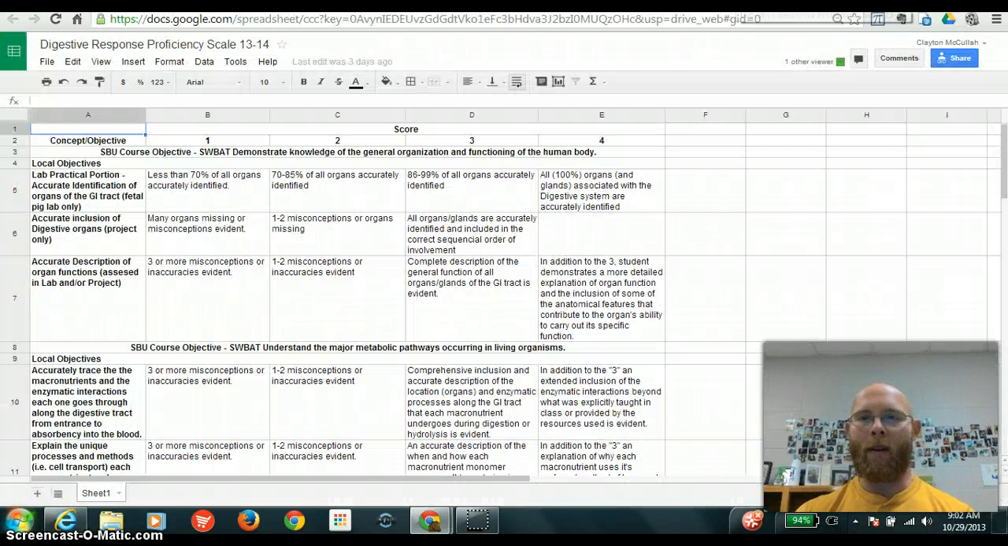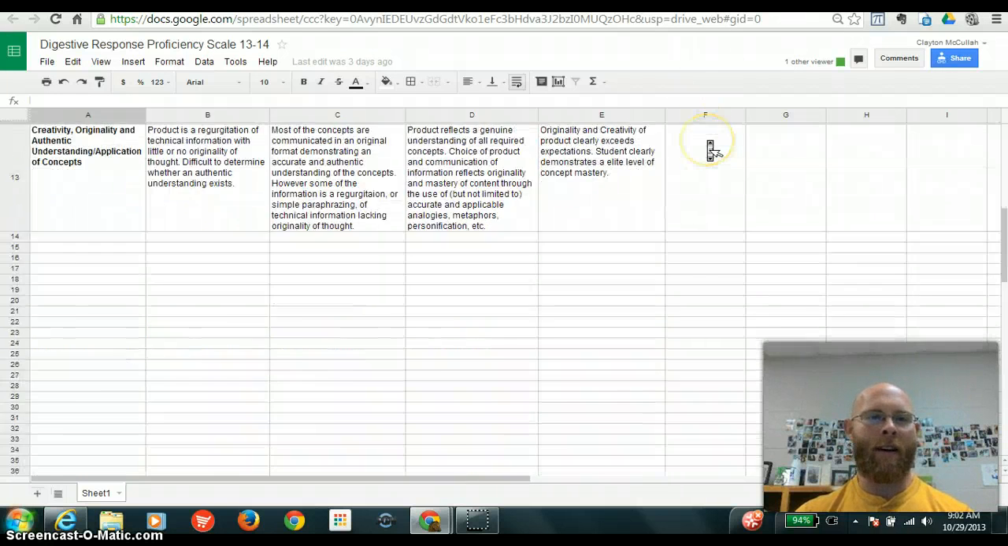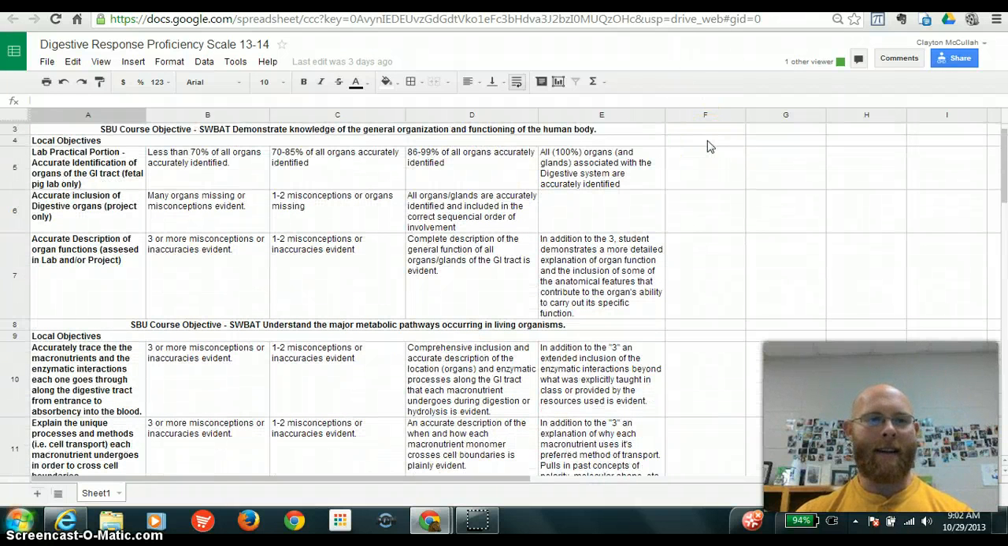But again, focusing on the objectives here, this is the thing that I emailed to you guys last time. This lab practical portion will be a separate portion, so from row 6 down is what I'm going to assess you guys on with this product or project, you want to call it that. I'm looking for, did you include all the organs and glands in the process? Either you did or you didn't. And understand, if there's no option for 3, the 3 is the 4. That is the A. So you got them all in there.